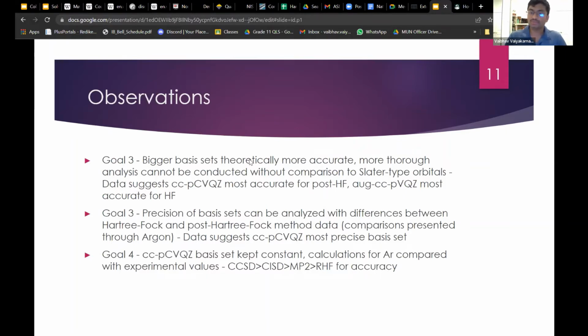The last thing that we did was we tried comparing the methods themselves and seeing which one was more accurate and more precise. So again, we kept argon as a control, and then we kept what we determined to be the best basis set, the CCPCVQZ, as the control. And we tried comparing the different methods and seeing which one was closest to the experimental energy. And in order of decreasing accuracy, the highest was coupled cluster, second highest was configuration interaction, then Møller-Plesset perturbation theory, and then the last one was Hartree-Fock, which aligns exactly with what we expect from theory.